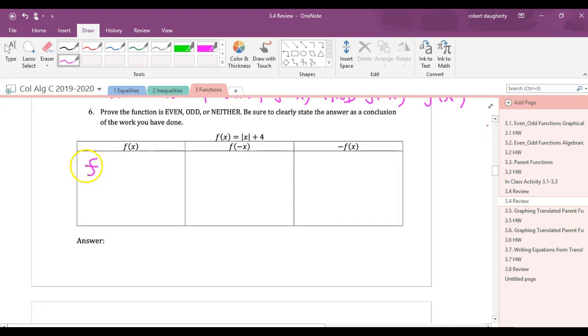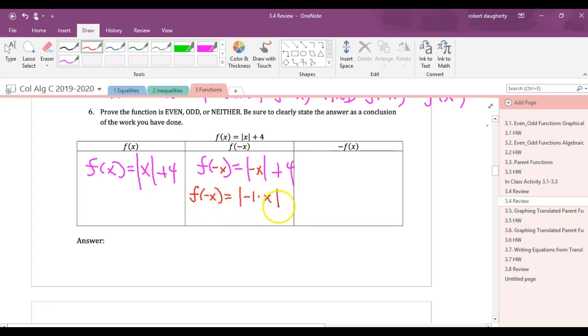Another example, f of x equals the absolute value of x plus 4. So this tells me that f, let's substitute in minus x. And then we have to look and say, okay, what does this mean? F of minus x is equal to the absolute value of minus 1 times x plus 4. What's the absolute value of negative 1? That's 1. So this tells me that f of minus x is the absolute value of x plus 4. I see that these things are a match.